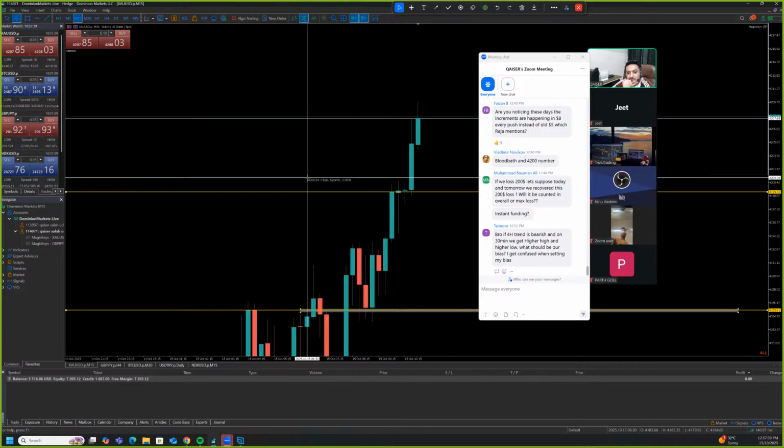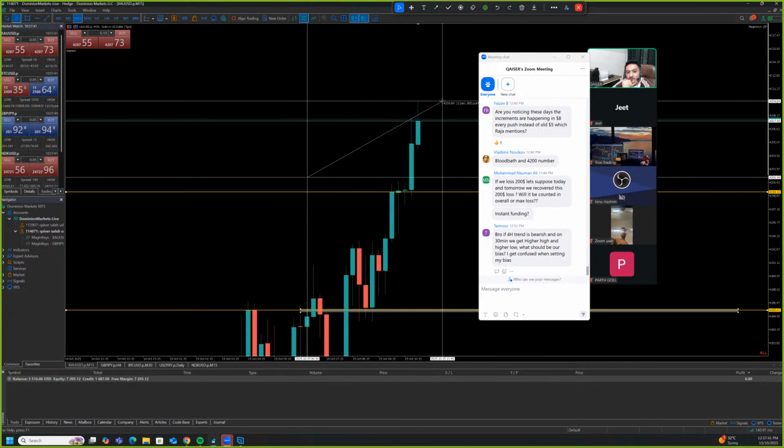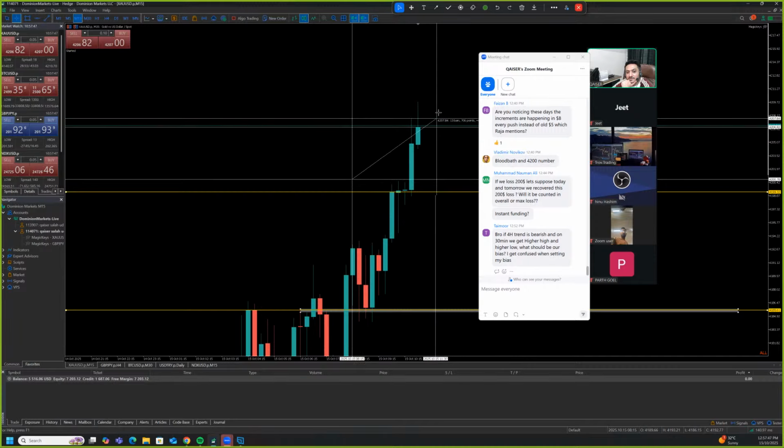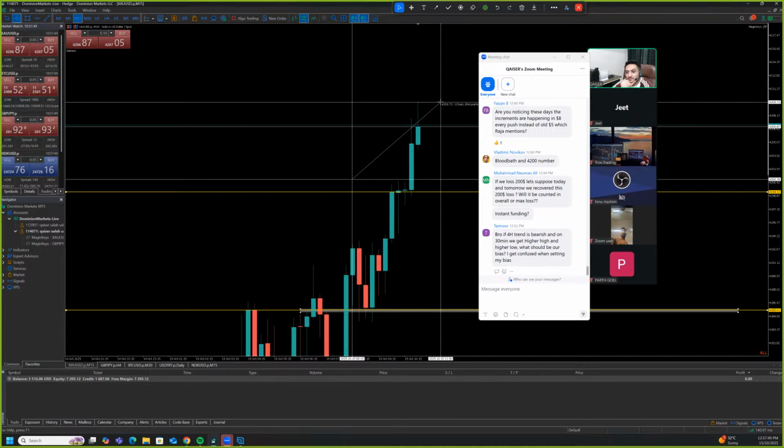Wow, it's just pushing upside now. It moved almost to 4209, 4210, something like that. Yeah, a 100 pip move. It just did a 100 pip move.